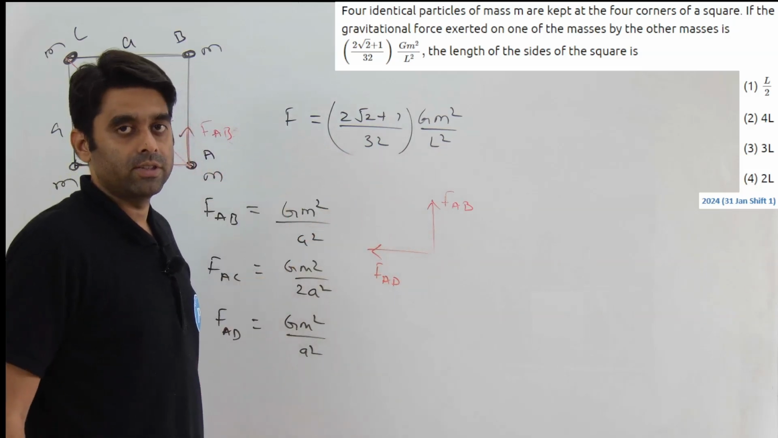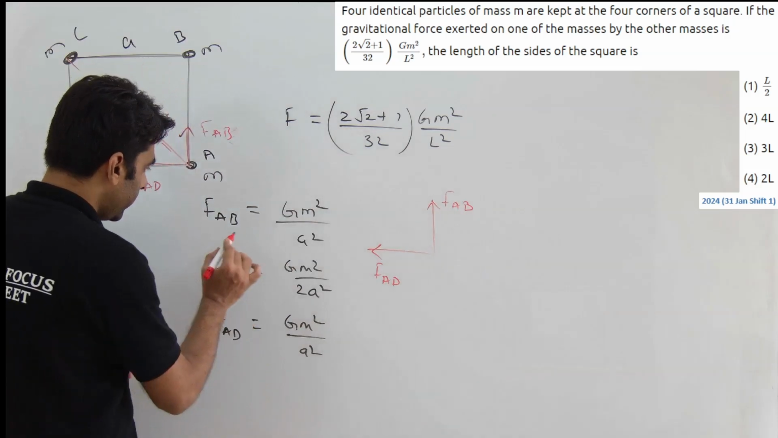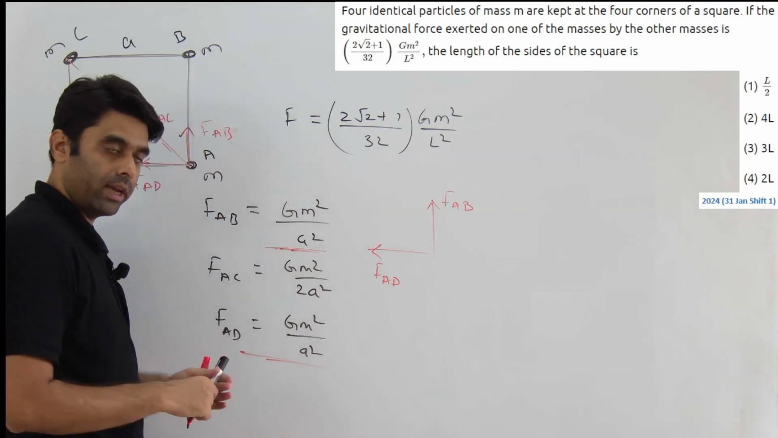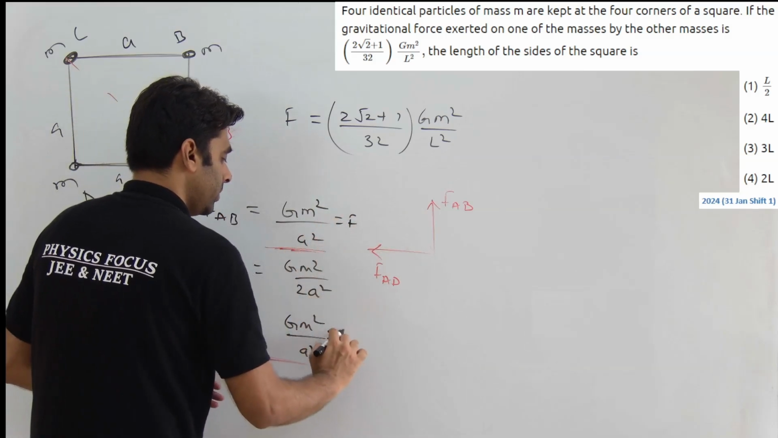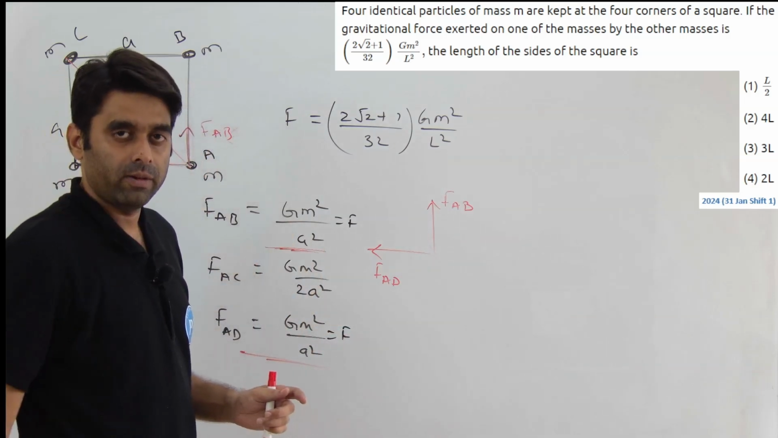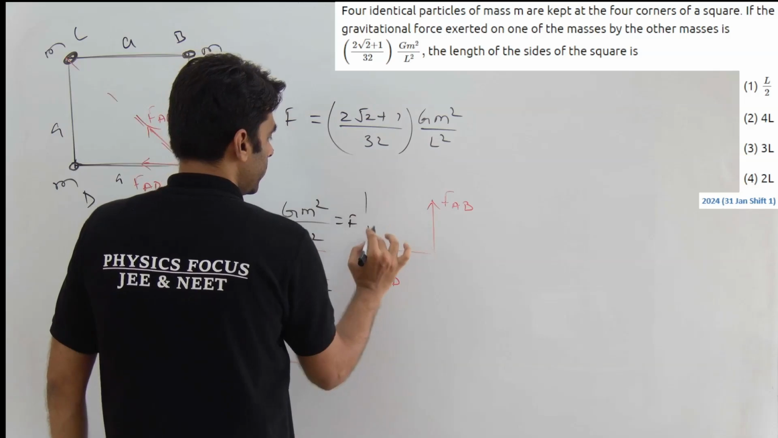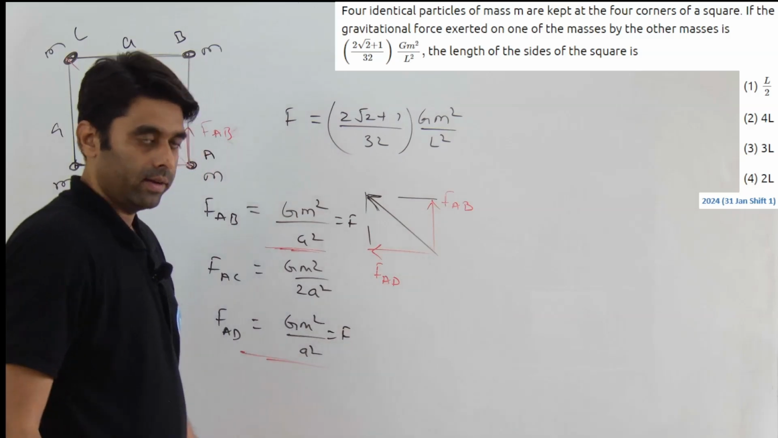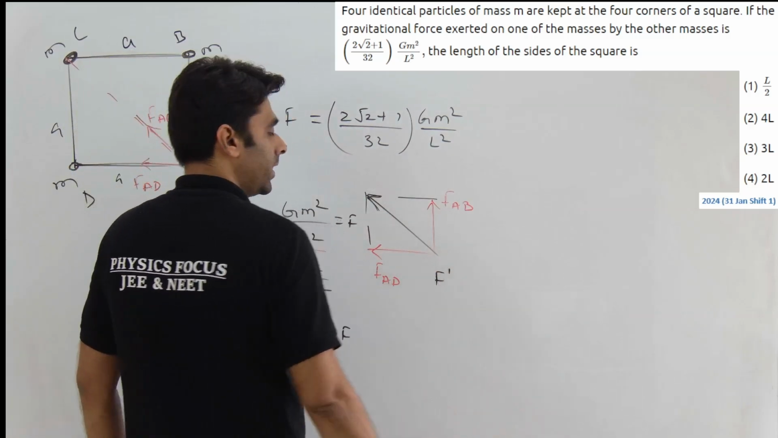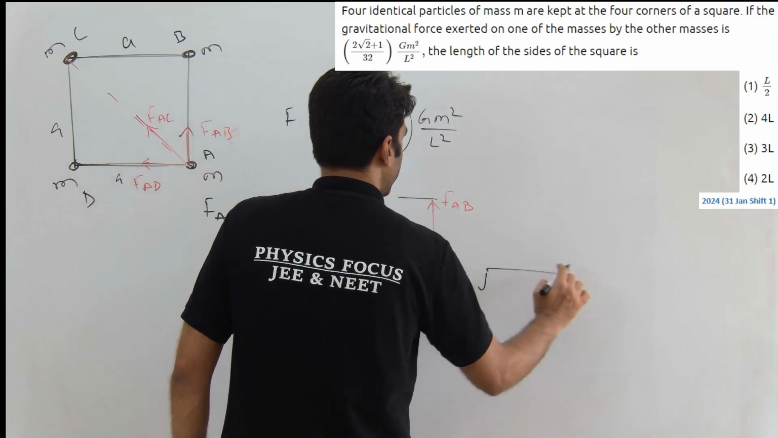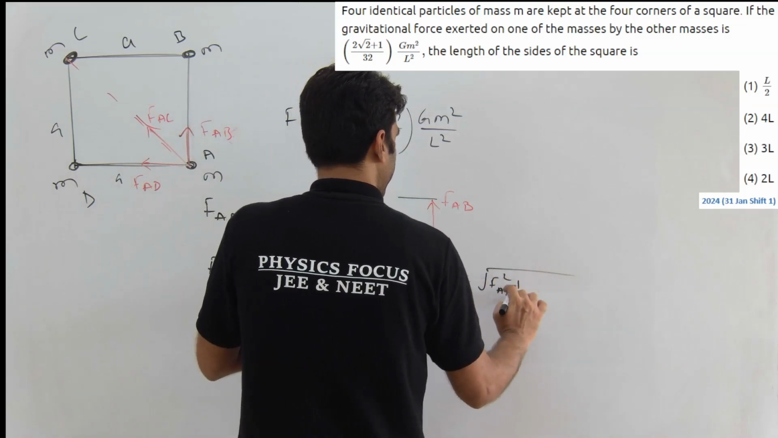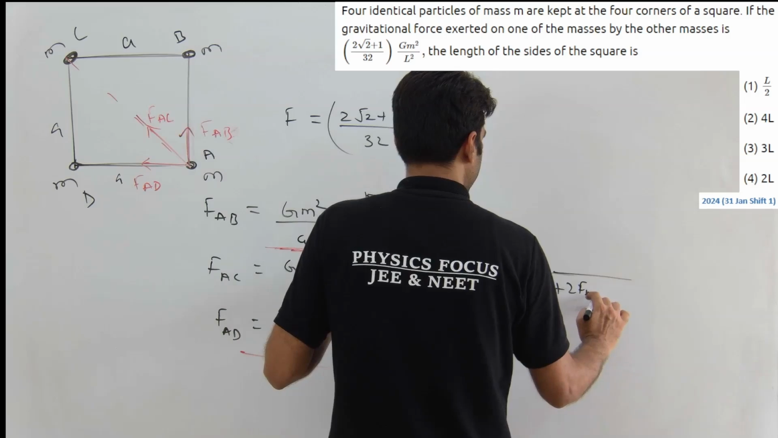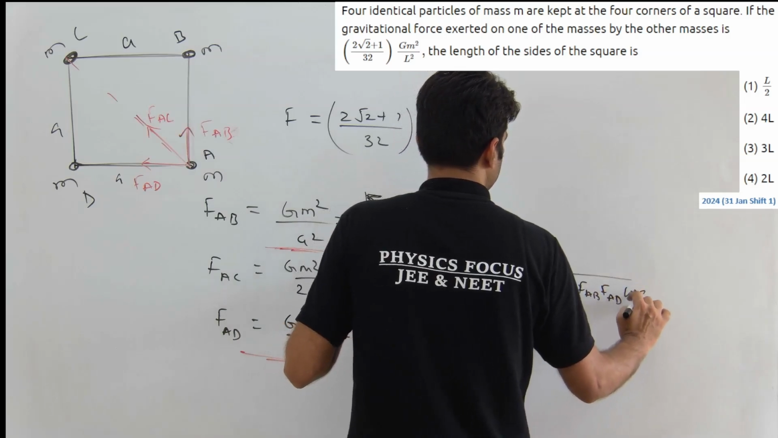First of all, let's calculate the resultant of FAB and FAD. FAB is G m square by A square, and FAD is G m square by A square. Magnitude wise both are the same, so for ease of calculation let's call this F. By parallelogram law, the resultant of FAB and FAD will come along the diagonal, and the resultant, which I am calling F dash, will be root over FAB square plus FAD square plus 2 FAB FAD cos 90.